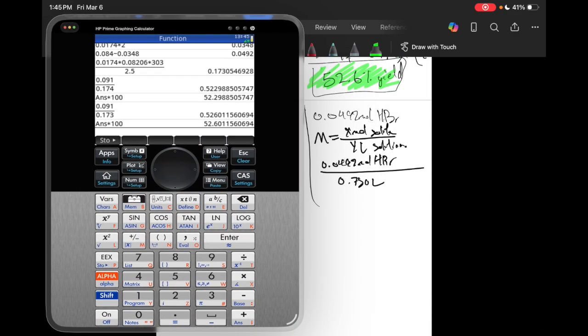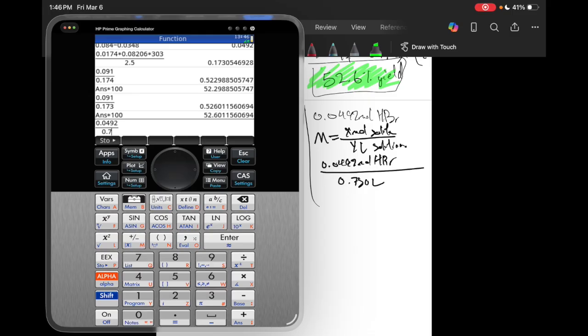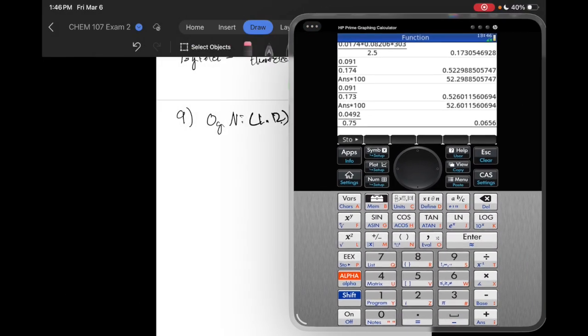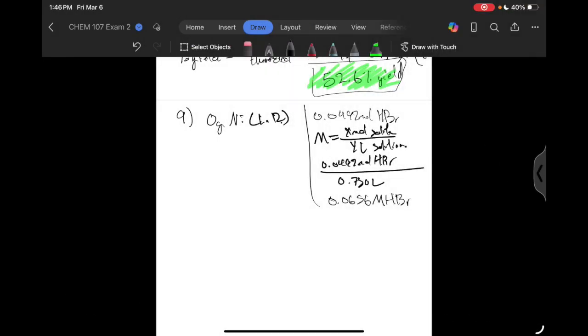So pulling up the calculator again, 0.0492 divided by 0.75 is going to give us 0.0656 molar solution of HBr. So we're going to go ahead and write that down. I'll express this in scientific notation, just personal preference.